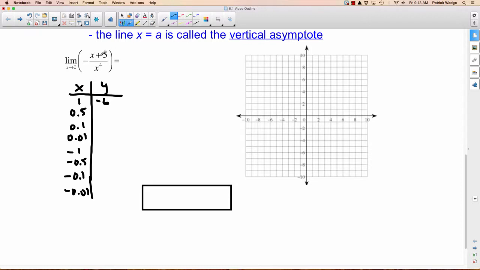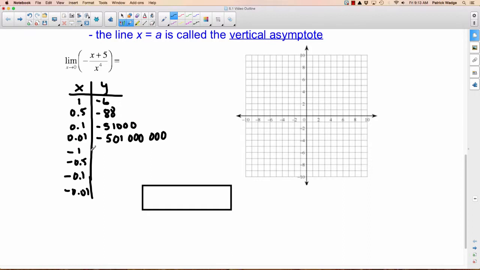So if I put 0.5 in there, and I do all the math, I'm going to end up with negative 88. Whoa, that's a lot bigger. If I put 0.1 in there, I end up with negative 51,000. You can see we're going up very big, very fast. And then if I put 0.01 in there, I get negative 501 million. Okay, it's a pretty big number.